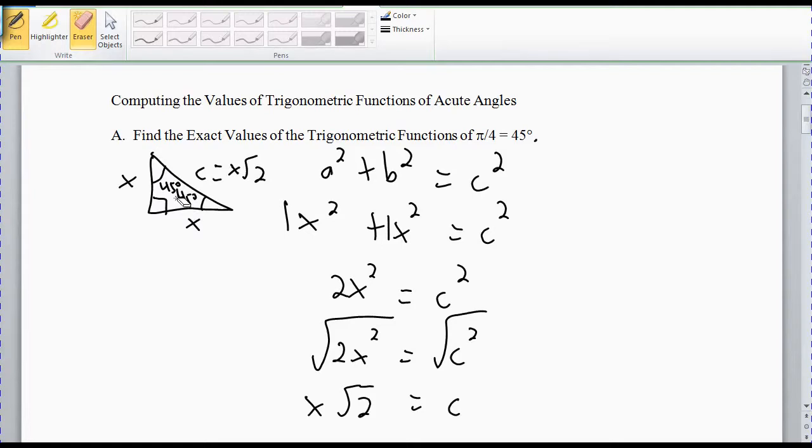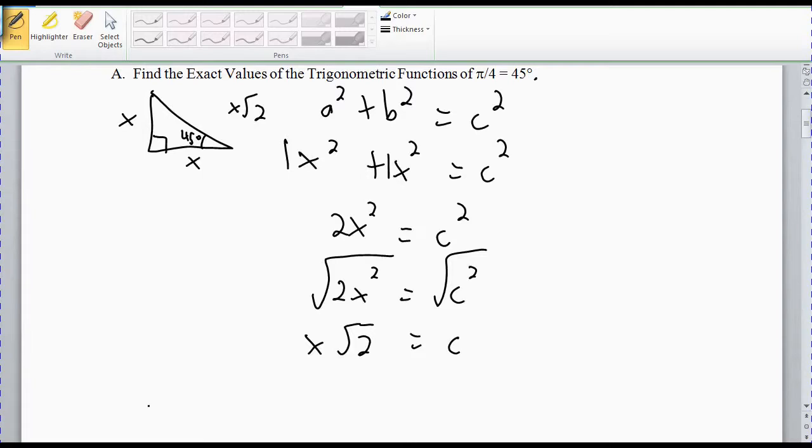Now I'm going to erase some of this so we can make it a little bit easier to see. So now I'm going to just look at this angle. We'll call this one once again 45 degrees. It doesn't matter which one you want to look at, but I want to look at that one. And I'm actually now going to find the sine of 45 degrees, or sine of pi fourth, either way you want to look at it.